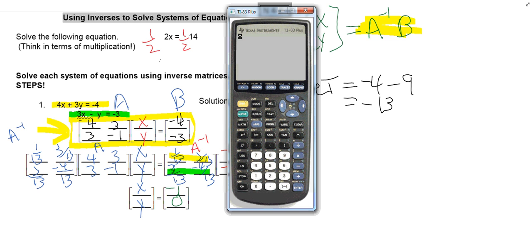Second matrix, A, and then press the inverse button right here, times matrix B, that 2 by 1 that we put in there, and we get negative 1 and 0. So that negative 1 is our x solution, and our y equals 0 is the y. So hopefully this helps you, and you're comfortable using the calculator solving these by using inverse matrices.